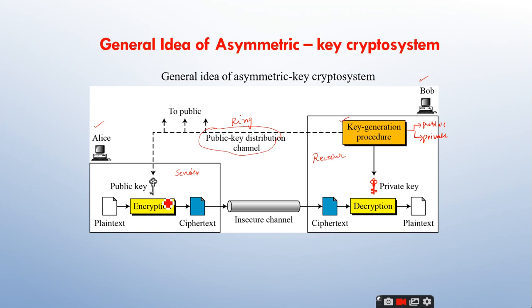When Alice wants to send a message to Bob, she wants to encrypt the data. So she will go to the public distribution channel and fetch the public key of Bob. Whose public key is this? Is it Bob's? Bob's, sir.